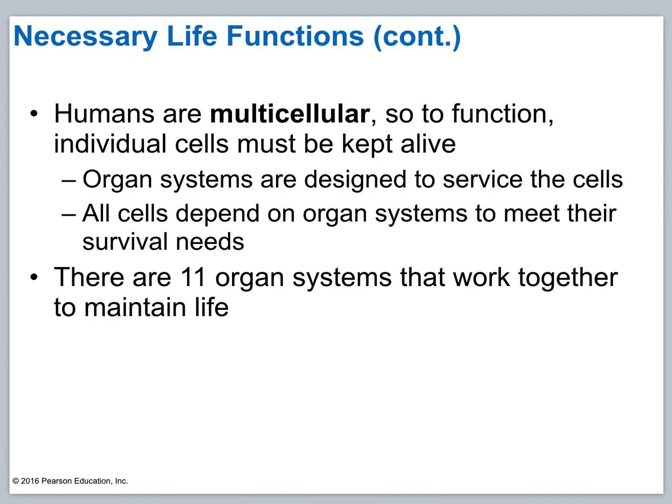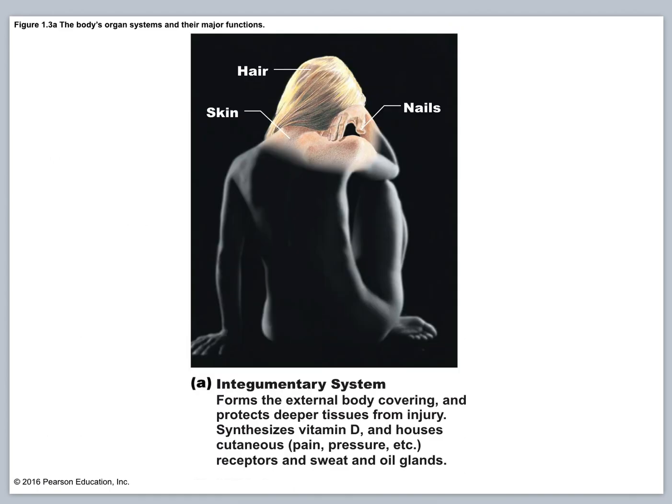There are 11 organ systems that work together to maintain life, and in this class we're going to emphasize only 3 or 4, but in Anatomy Part 2 we'll emphasize the remainder of the organ systems. I'll briefly go over those organ systems now, though.